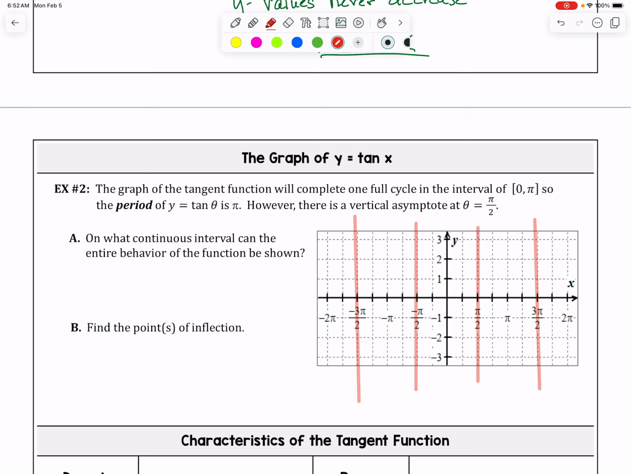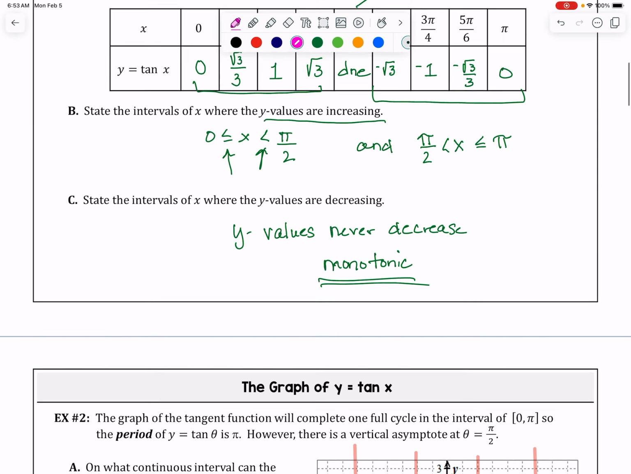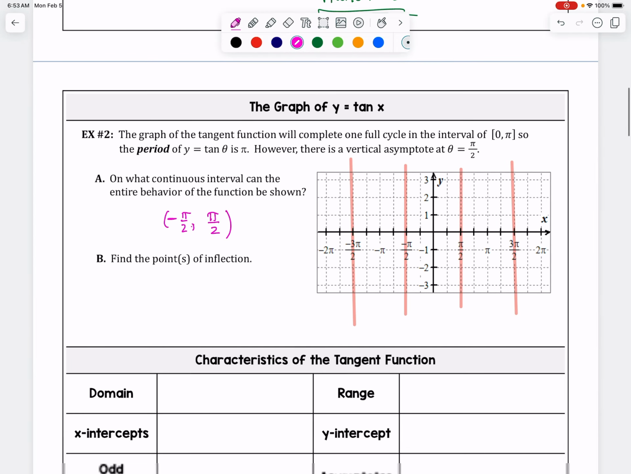The first question says, on what continuous interval can the entire behavior of the function be shown? On the interval negative pi over 2 to pi over 2. Sorry, that should be a negative pi over 2 right there. Then it says find the points of inflection. If we're going to graph this function, we can go back to our table and graph it from there.